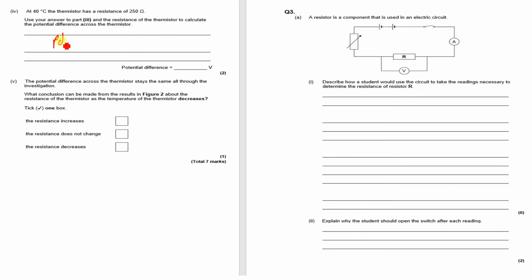Okay, the next question says at 40 degrees C the resistance is 250 ohms. So potential difference, PD, is equal to I times R, where I is our current and R is our resistance. We've just worked out that our current is 0.02, and we're going to multiply that value by 250 ohms. I just need to use my calculator to do this. 250 times 0.02 is equal to a potential difference of 5 volts.